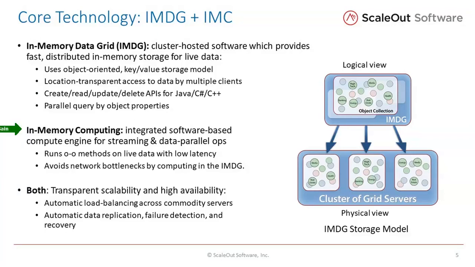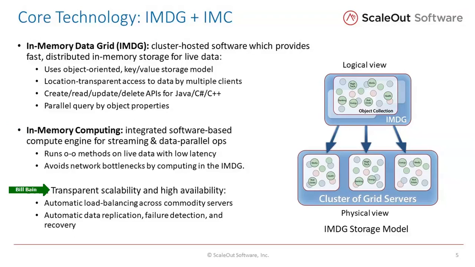By storing the data in a cluster of servers and then performing in-memory computing operations on that data in place, you avoid network bottlenecks because data does not have to be moved out of the grid to perform computing operations. And that's a key benefit of in-memory data grids: they have transparent scalability, scalable throughput without bottlenecks, because data motion is minimized.